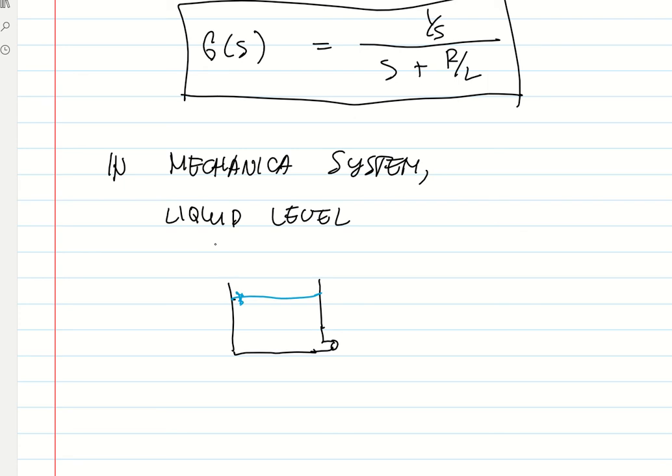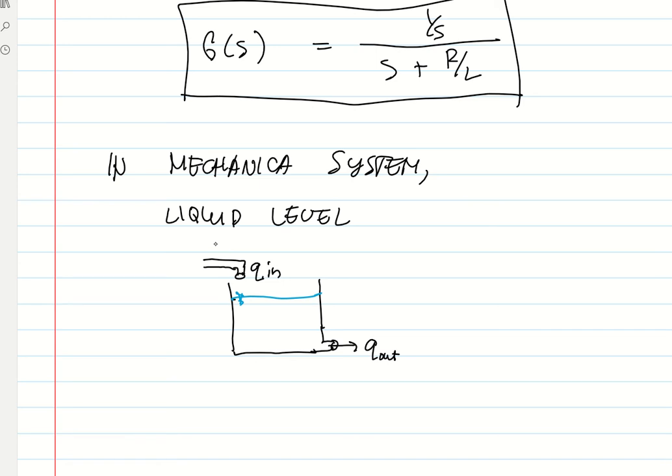Then we have water entering a pipe. It can come from a motor or something. So we have here an input flow rate Q. Then we have an output Q here for the flow rate. Q is the flow rate.